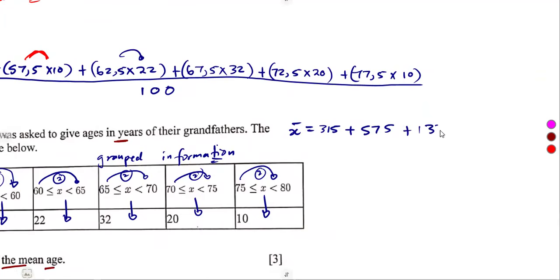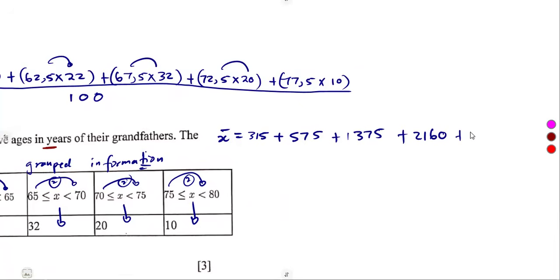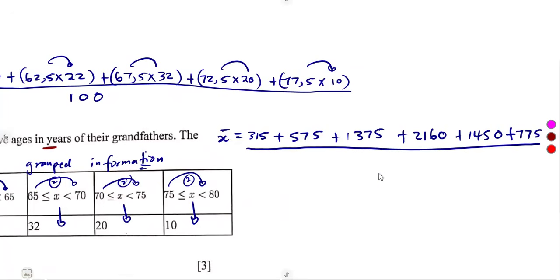1,375, plus the product of these two, 2,160. The product of these two, 1,450. Okay, the product of these two, 775. That's okay, something like this. So everything, remember, it is over what? Over 100, the total frequency.